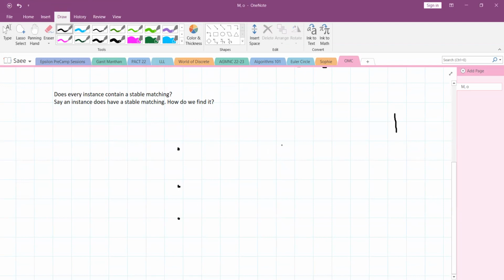Let's say we have three people here, three people here. Let's call these M1, M2, M3, and these are W1, W2, W3. So let's say everybody likes W1 the most, and then W2, and then W3. And similarly, everybody here likes M3 the most, and then M1, and then M2. So, can we try to come up with a stable matching in this case? Does there exist a stable matching in this case?